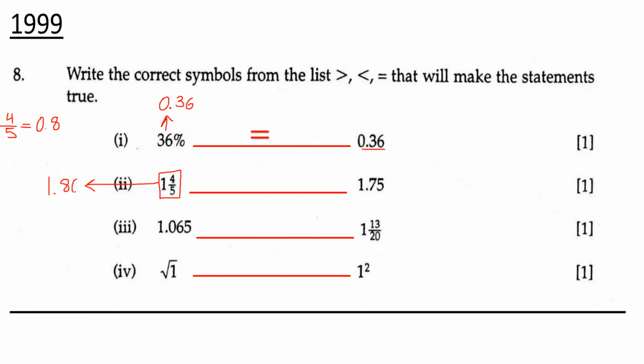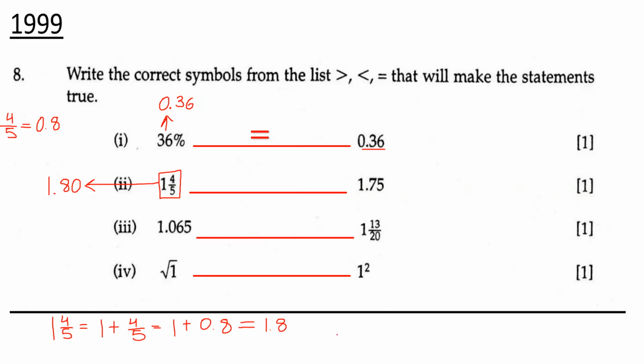Now, the way we got 1.8 is, notice carefully, we have 1 and 4 over 5. What is 1 and 4 over 5? Well, 1 and 4 over 5 is equal to 1 plus 4 over 5. And what is 4 over 5? We just figured out that 4 over 5 is 0.8. So it's going to be 1 plus 0.8, which is definitely 1.8. And you can put the 0 in the back to make it 1.80. It's the same. 1.8 and 1.80 is the same thing.